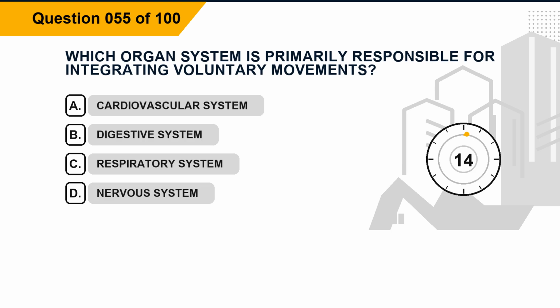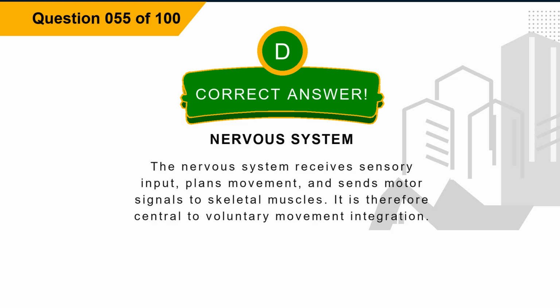Question 55. Which organ system is primarily responsible for integrating voluntary movements? Option A, cardiovascular system. Option B, digestive system. Option C, respiratory system. Option D, nervous system. The correct answer is option D, nervous system. Explanation: the nervous system receives sensory input, plans movement, and sends motor signals to skeletal muscles. It is therefore central to voluntary movement integration.